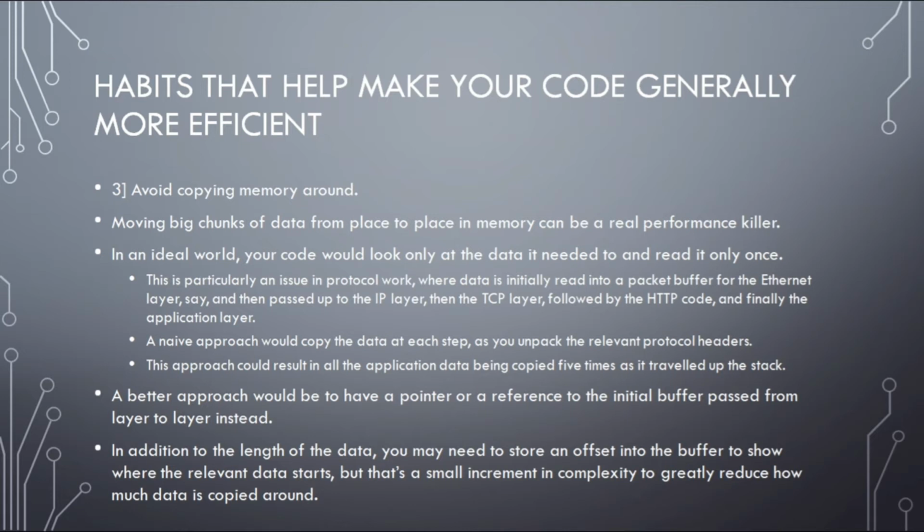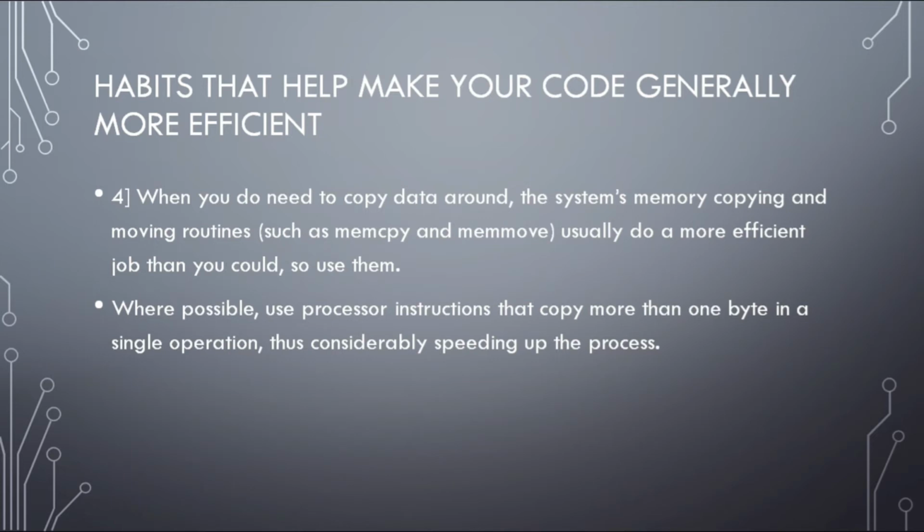This can be understood with an example of a protocol. In a protocol, the data is initially read into a packet buffer for the Ethernet layer. Then it is passed to the IP layer, then to the TCP layer, followed by the HTTP code, and finally to the application layer. In a naive approach, data is copied at each step. A better approach would be to have a pointer or a reference to the initial buffer passed from layer to layer instead. When copying large data, you can use system memory routines. They are usually faster and more efficient than what you could write.